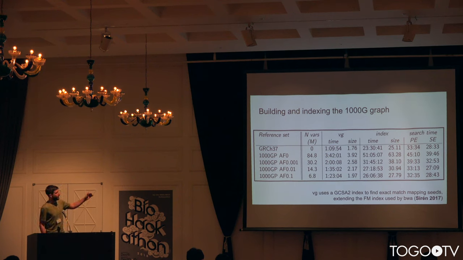So in this case, I'm showing a list of different size graphs that include different numbers of variants. The top has no variants. The next one has all of them. As we go down, we filter out higher and higher frequency variants, ultimately ending up with only variants above 10% frequency.